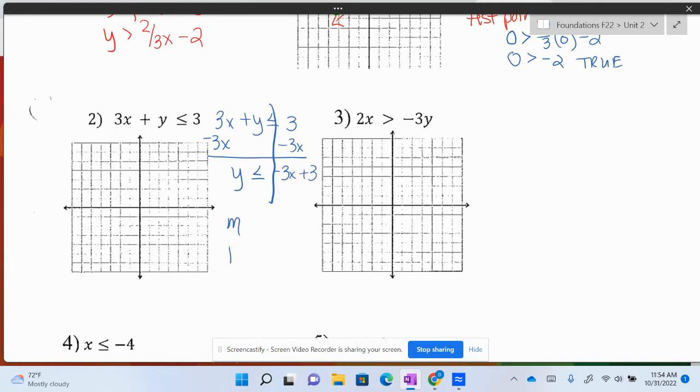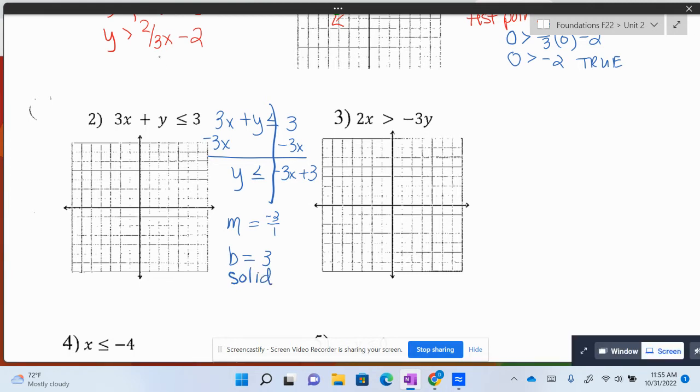Solve for y. So what is my m? What is my b? Dakota, what's my b and my m? Awesome. Good job on that. Am I going to have a solid line or a dashed line? Aiden, solid line or a dashed line? Solid. Good job.